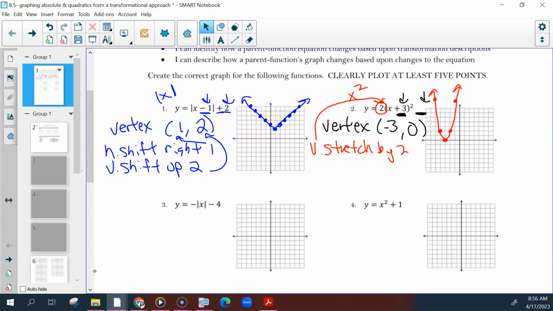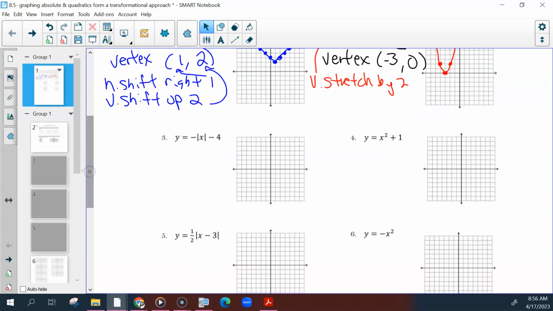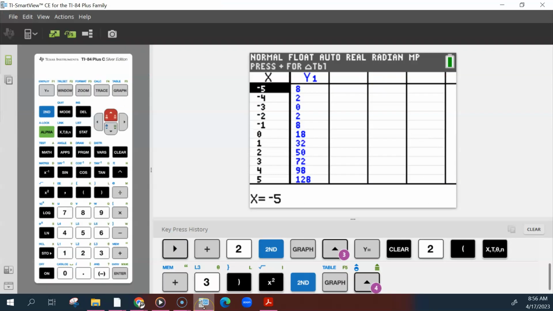Questions on that? So if you don't see your vertex, you may have to scroll up or down until you find it.